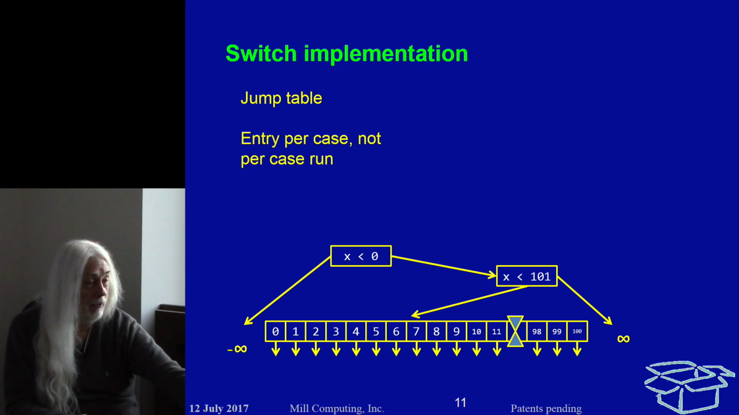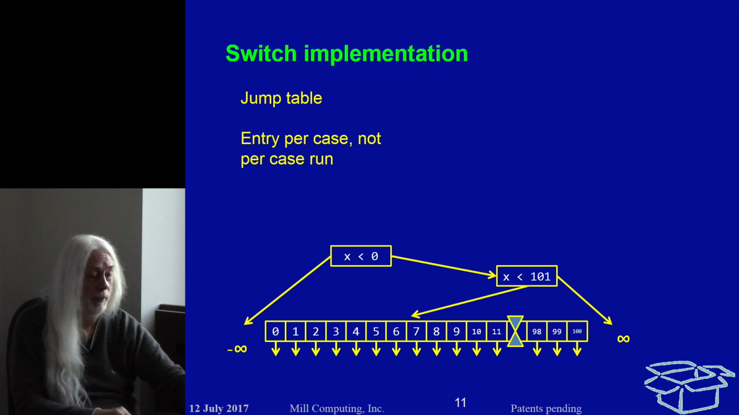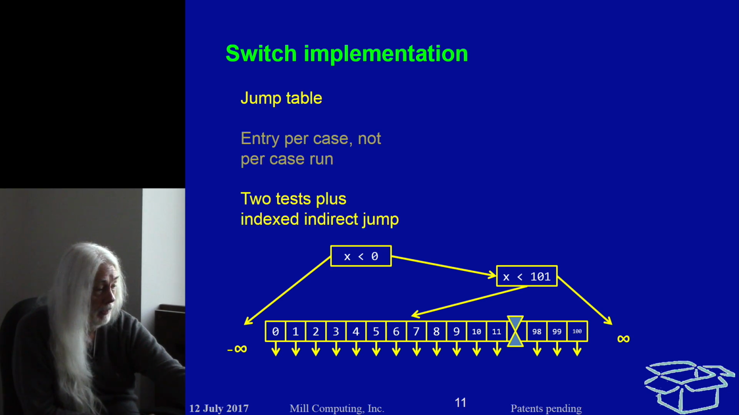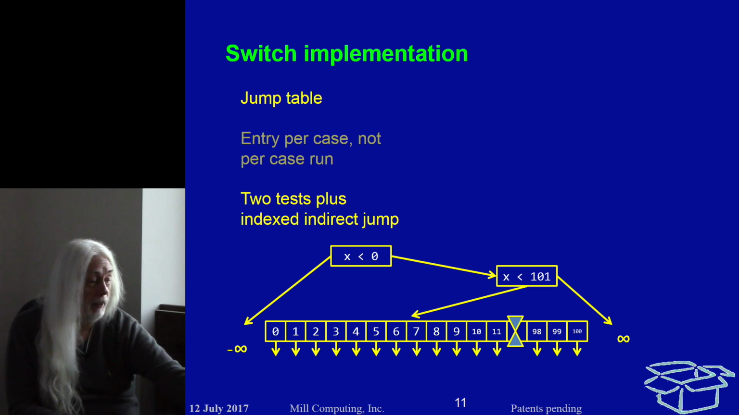You do wind up having an entry in the table for every case once you've trimmed off the bounds. The fact that cases come in runs is irrelevant here, and you do have to have an entry for all of the default values in between the cases, which is not true for the cascaded ifs. Typically, you wind up having 2 tests plus an indirect jump.